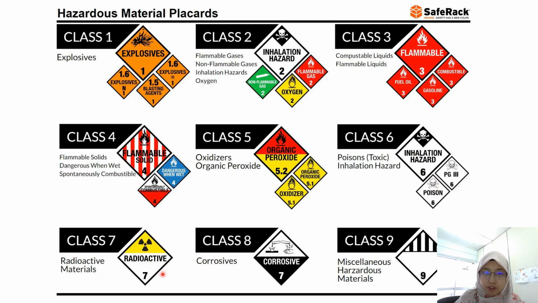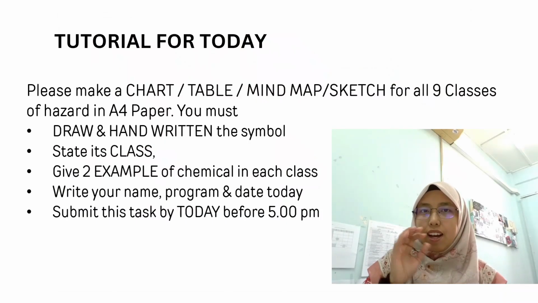Then we've got class 7, radioactive materials. The design for radioactive is just the same. Same for class 8, corrosive. Previously the corrosive was number 7, but now it becomes class 8. Now class 9 is miscellaneous hazardous materials.